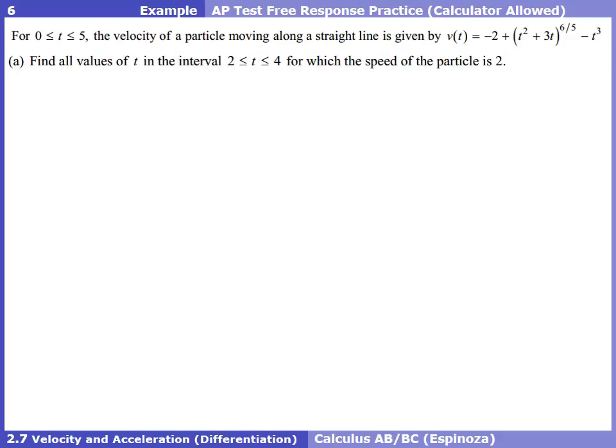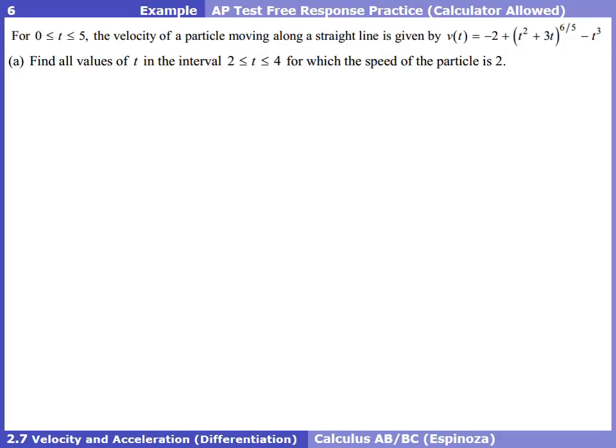In these last 3 slides, we're going to attempt to tackle a complete AP test free response question, which is calculator allowed. And it's a very short question in a sense. We have the time period from 0 to 5, and we're given the velocity of a particle moving on a straight line as v of t equals that equation right there. So we have the velocity equation.